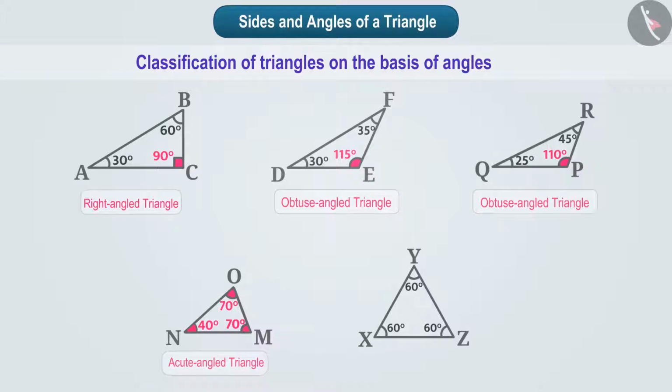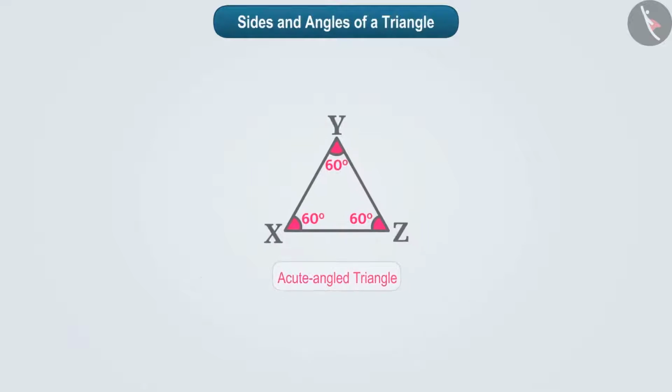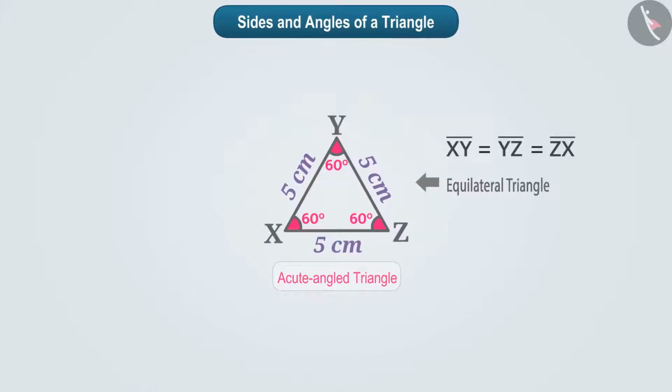If we talk of triangle XYZ, then all its angles are 60 degrees. That is, it is an acute angle triangle. If we measure its sides, we will see that its three sides are equal. This shows us that it is an equilateral triangle. We can say that in an equilateral triangle, every angle is 60 degrees.